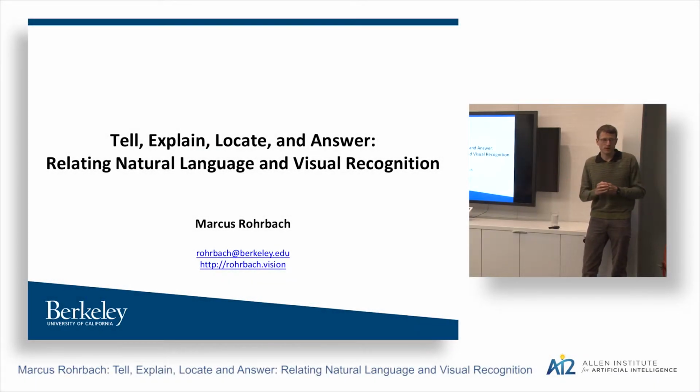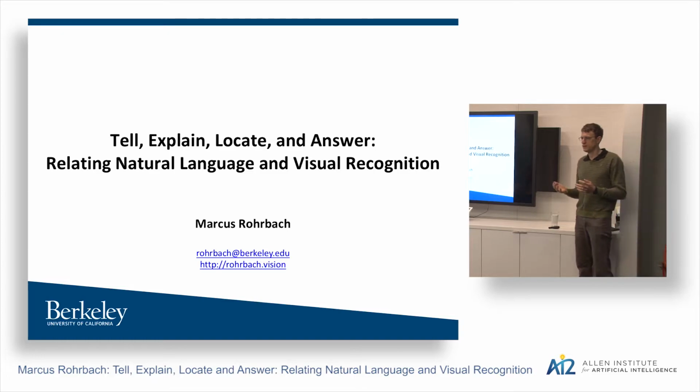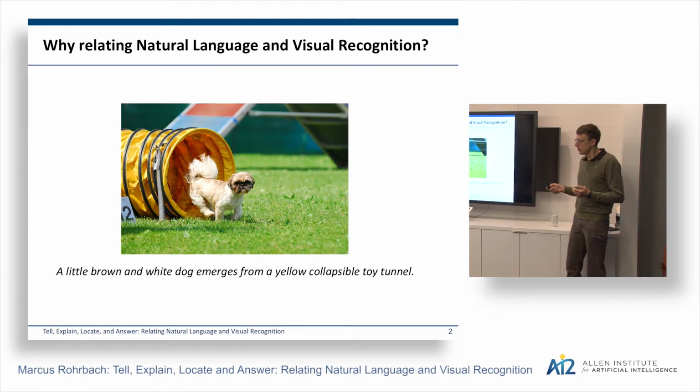Today I want to talk about different ways and different tasks at the intersection of natural language understanding and computer vision. So let me first introduce the tasks we're going to look at today, to give you an idea of what we want to do. On the one hand, for a given image, we want to generate a natural sentence description. For example, a little brown and white dog emerges from a yellow collapsible toy tunnel.